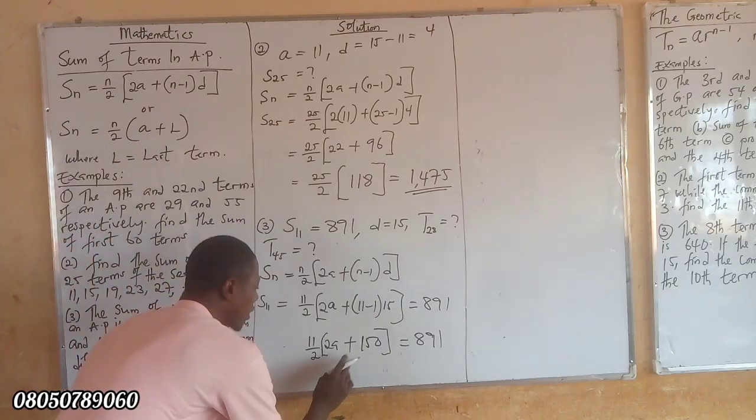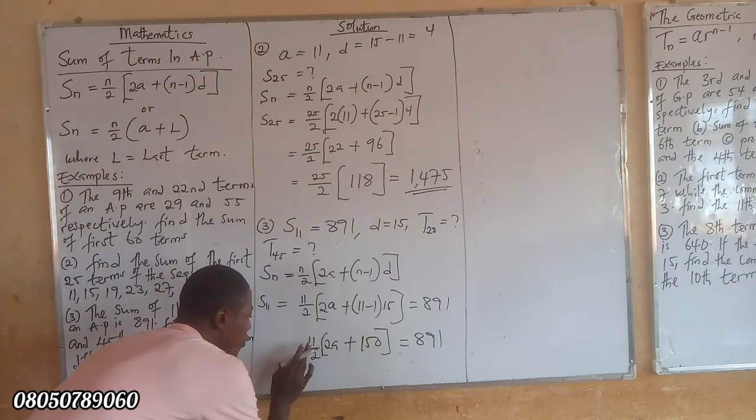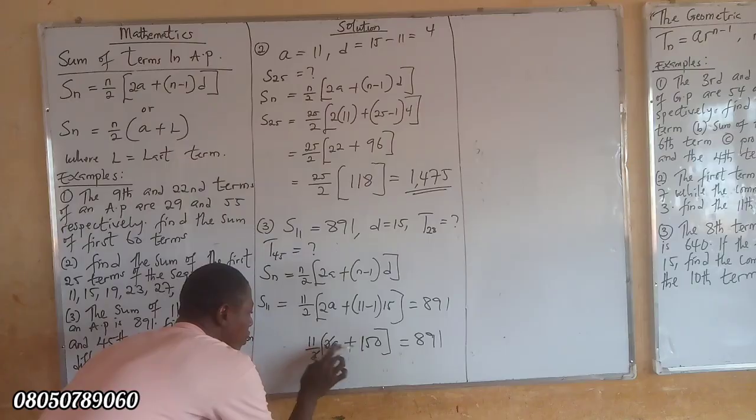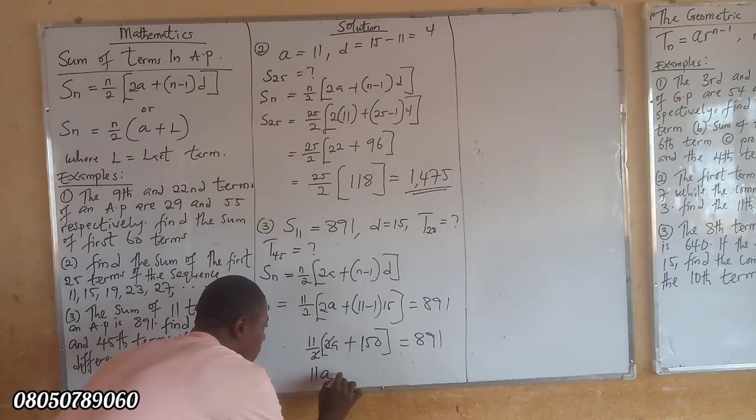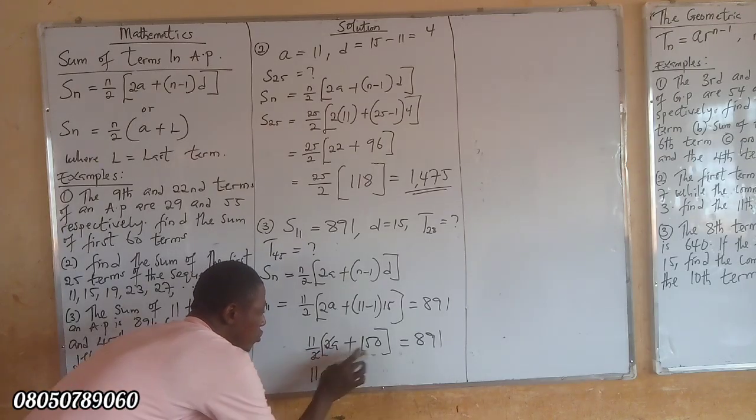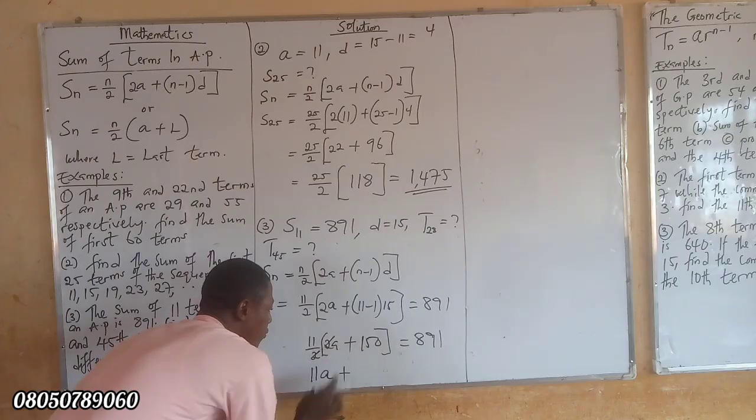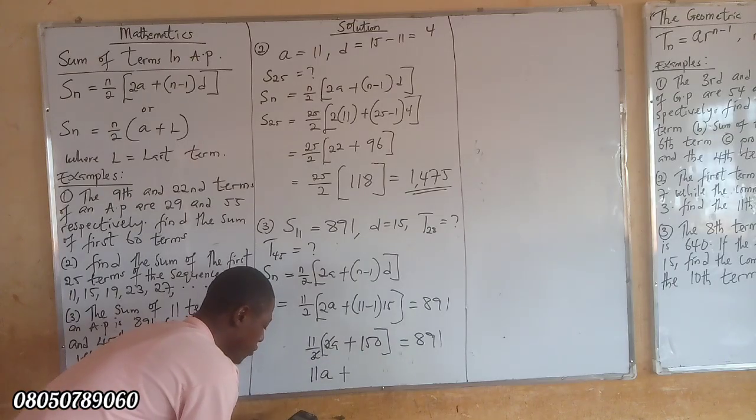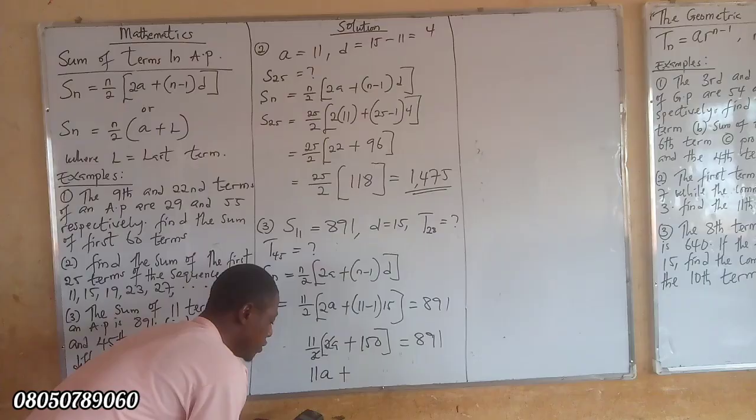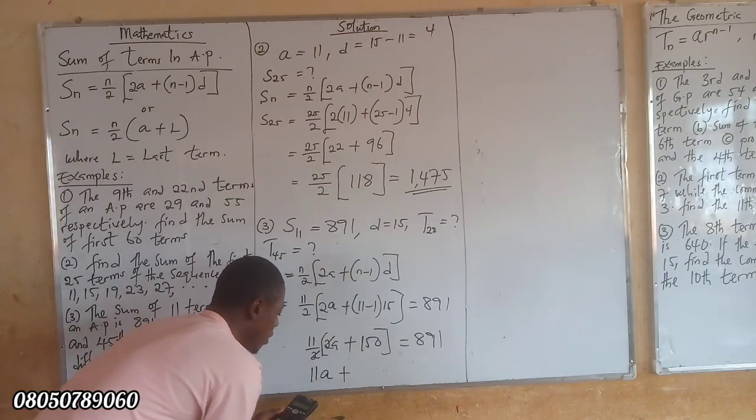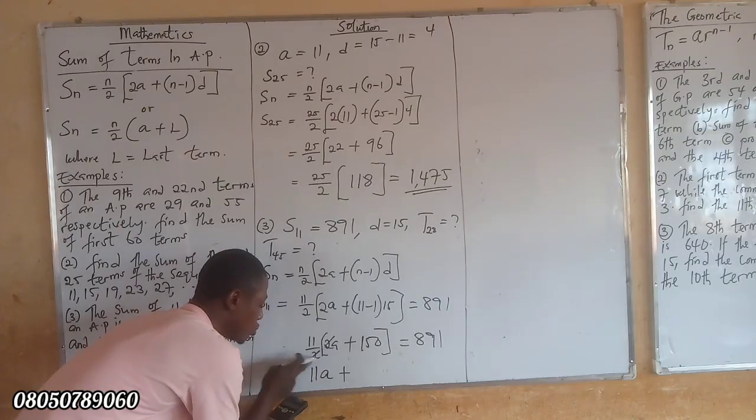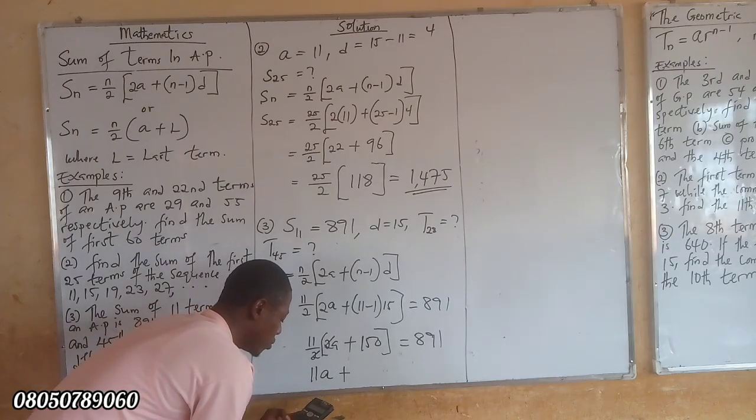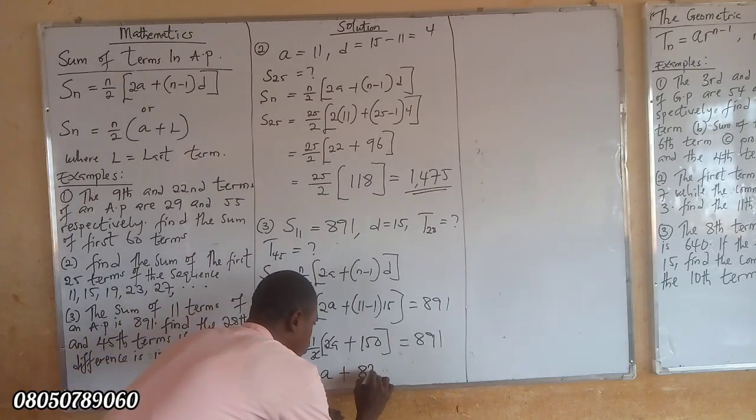algebraically. So solving algebraically now, we are going to open this bracket. If you open this bracket, you discover that these two cancel, so we are left with 11. 11 times A will be 11A. Then plus 11 over 2 multiplied by 150: first of all, 11 times 150 is going to give us 1650, and that 1650 you need to divide by 2. By the time you divide it by 2, it's going to give us 825.